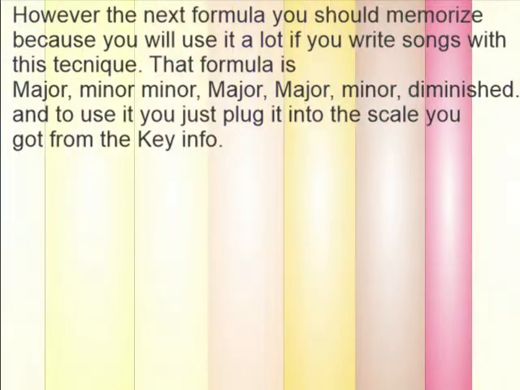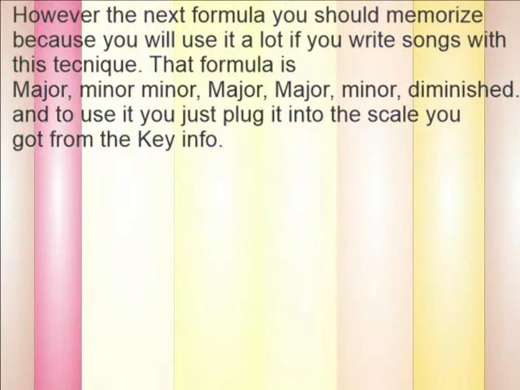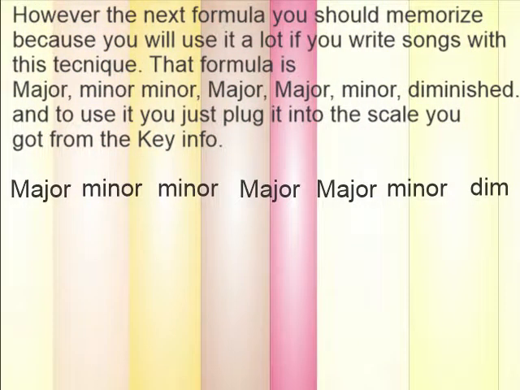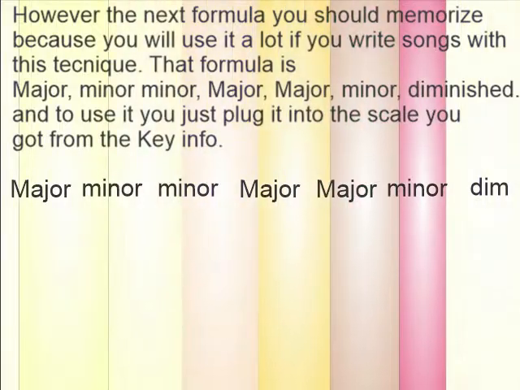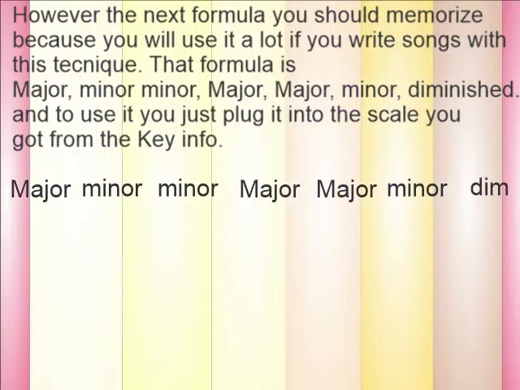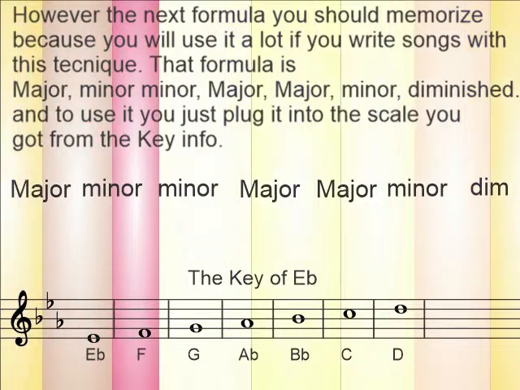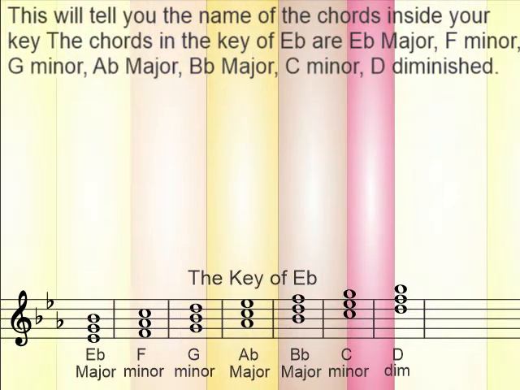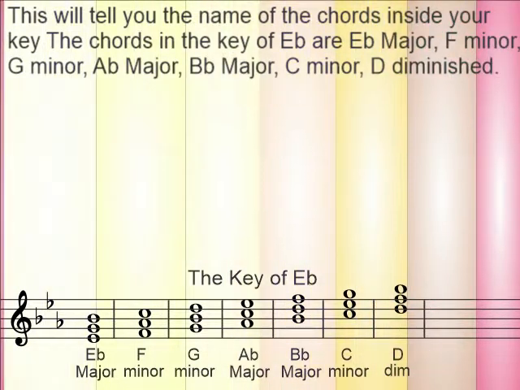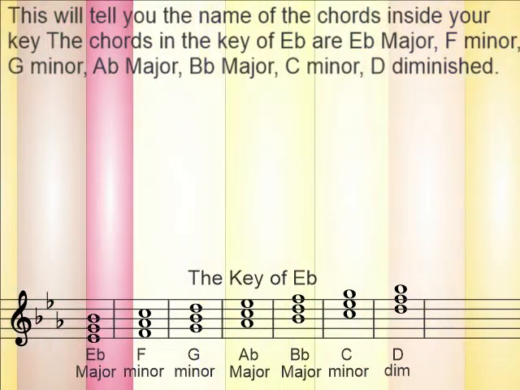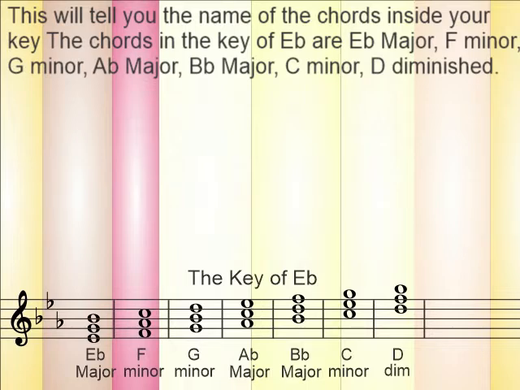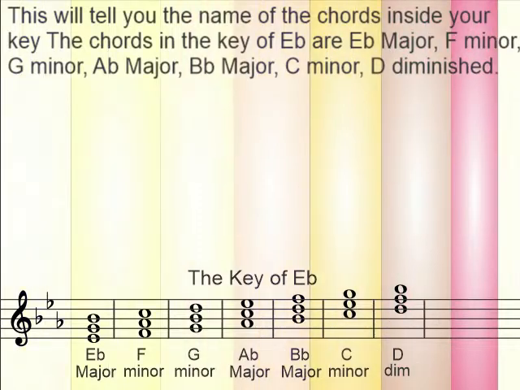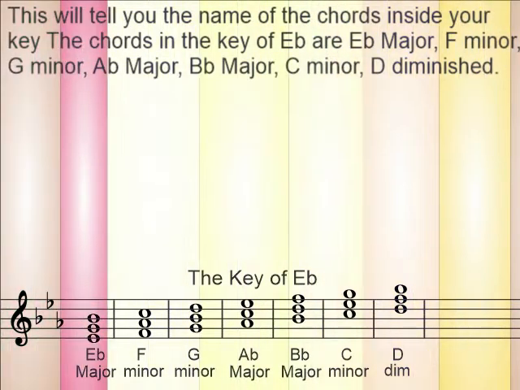However, the next formula you should memorize because you will use it a lot if you write songs with this technique. That formula is major, minor, minor, major, major, minor, diminished. To use it, you just plug it into the scale you get from the key info. This will tell you the name of the chords inside your key, and the chords in the key of E flat are E flat major, F minor, G minor, A flat major, B flat major, C minor, and D diminished.